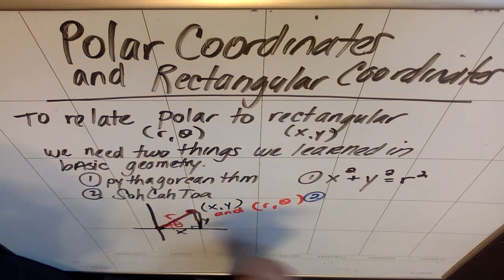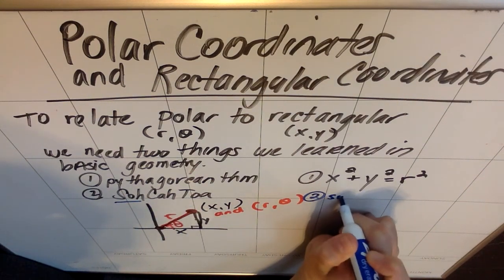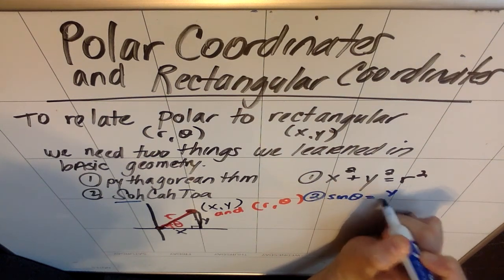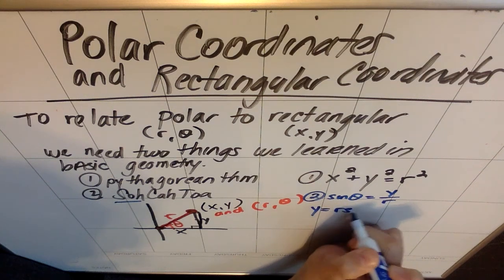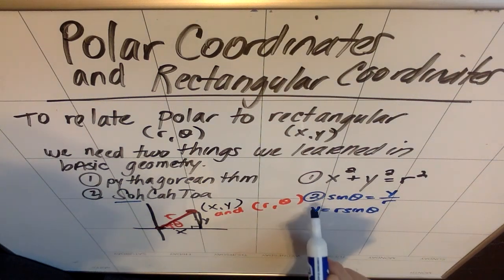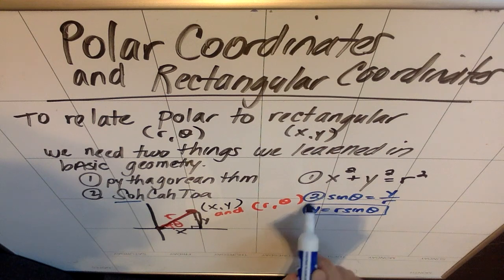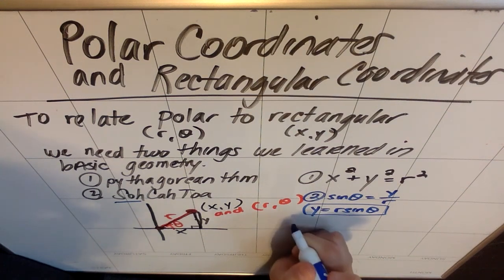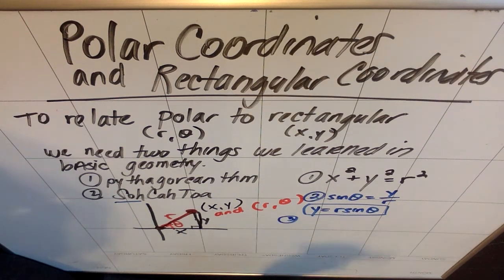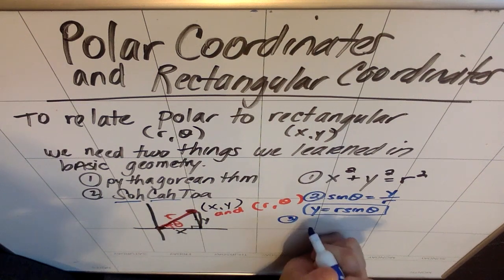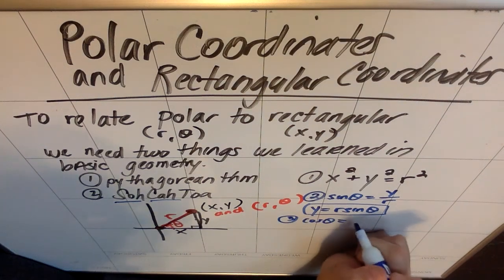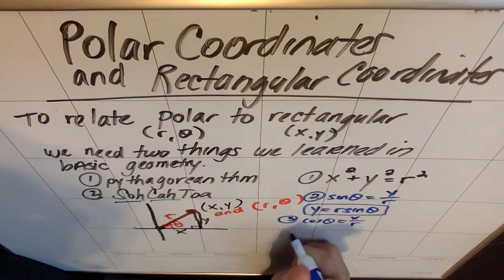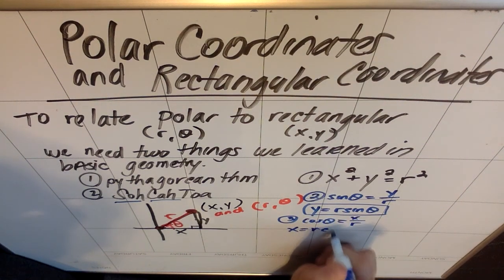Using SOH, sine is opposite over hypotenuse, so the sine of theta is y on top of r, which means the equation you'll usually see is that y equals r sine theta. So if I have a polar coordinate and I want to find the y coordinate that would go with it, I could do it by doing r sine of theta. My next formula, number 3, is CAH, which says the cosine of theta is the adjacent, which would be the x, over the hypotenuse, which is the r. So the equation you'll generally see is that x equals r cosine theta.